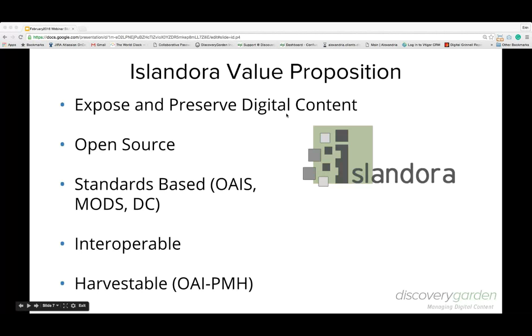And it's also harvestable. We have a really simple Islandora OAI module. It's really easy to enable and configure, and it can make your repository content harvestable. So an aggregator can go out and grab your metadata for additional discovery.